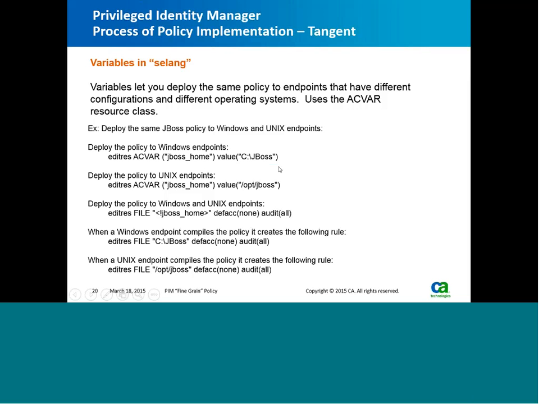When we're deploying a policy, independent of the platform, we can just say we want you to protect JBoss home, right? We're saying, edit resource file, the variable JBoss home, default access none, audit all. We can deploy that, and when that policy hits a Windows box, it knows JBoss home is equal to this, or on a Unix box, JBoss home is equal to this. I will say that helps a lot.